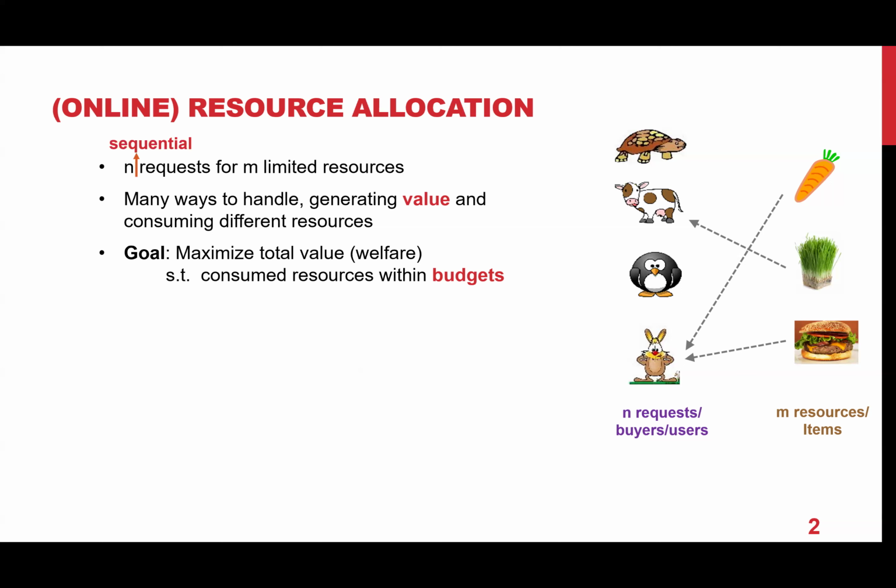The online setup is that these requests are not given to you upfront. These requests come one by one. So maybe first the bunny shows up. The bunny says, maybe I'm interested in a burger or a carrot. The simplest example would be something like a matching. You have these items, you have these requests. The bunny comes up and says, I'm interested in a burger or a carrot. You need to assign one of them. Then a penguin comes and so on. You have to assign these resources.